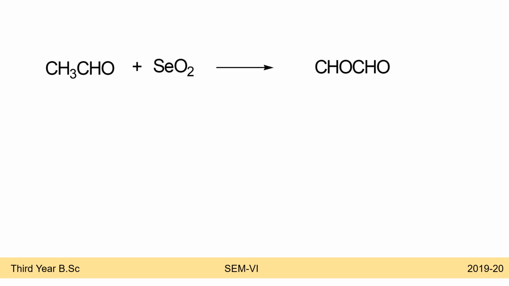Let us see another example. This acetaldehyde molecule, when subjected to selenium dioxide in the presence of solvent ethanol, gives the corresponding dicarbonyl. This particular methyl group is an active methyl group because it is next to this carbonyl, the alpha position, so it can oxidize into the corresponding aldehyde. So selenium dioxide always oxidizes the active methyl or methylene groups into the corresponding carbonyl groups.